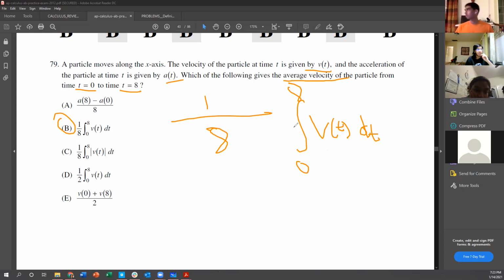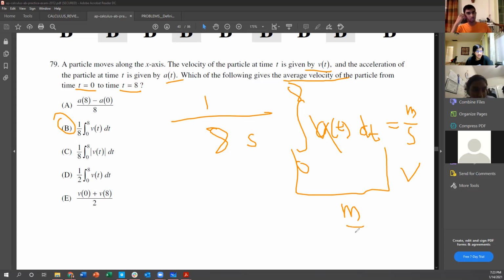It's not the integral of a of t because think about units. That's one way to check it. The units here, so this would be seconds, and the integral of v of t would give you meters. So the unit for this would be meters per second, which is consistent because we want average velocity. If this had been a of t, the unit for the integral of acceleration is velocity, meters per second, times 1/8 seconds would have given you meters per second squared.